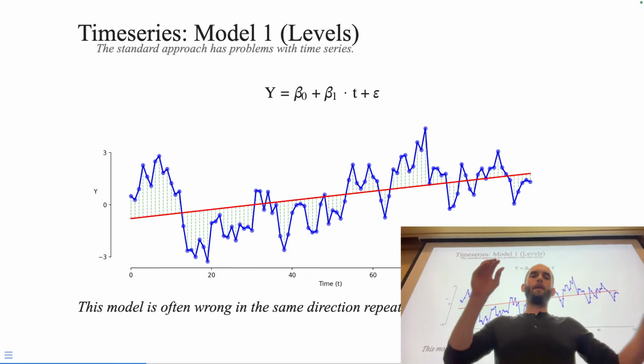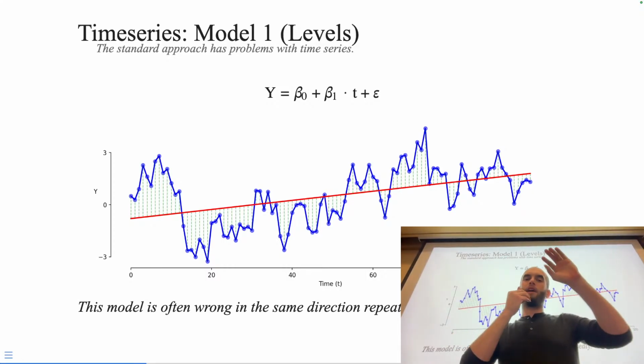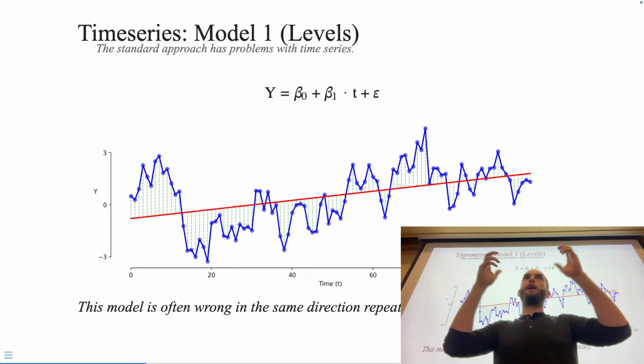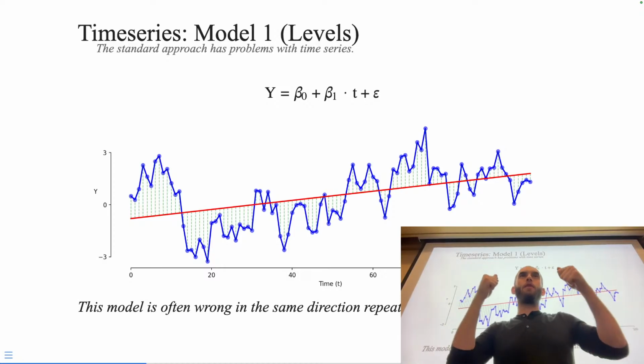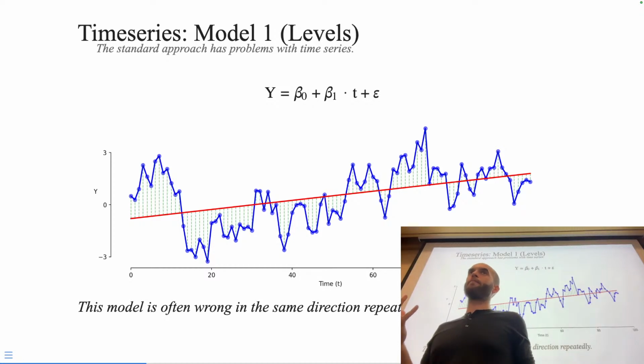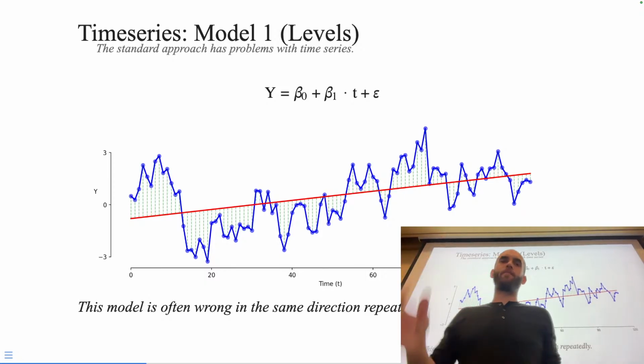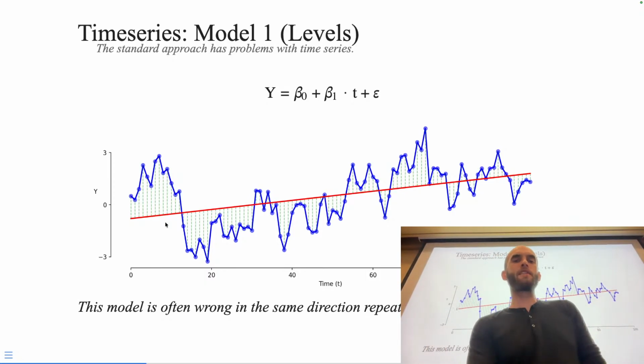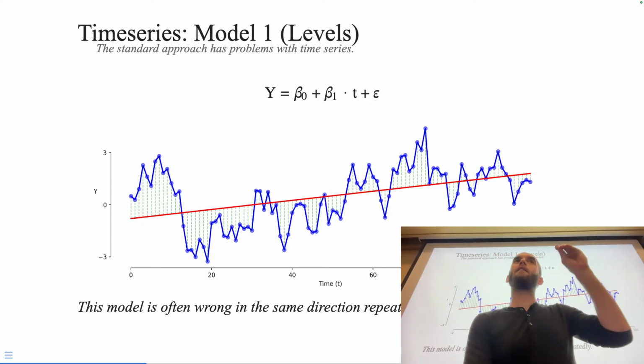But the problem with doing it this way is we end up carrying through the problem of autocorrelation into the error terms of our model. So what I've shown here is the model, the data, and then the error terms in green. And what you can see is that we're systematically wrong in the same direction repeatedly. Because the underlying data is autocorrelated, the error terms are also going to be autocorrelated.